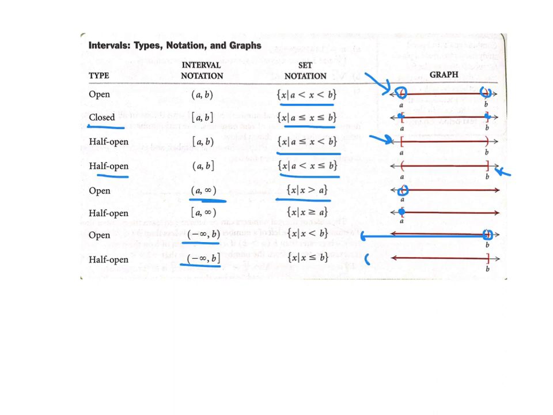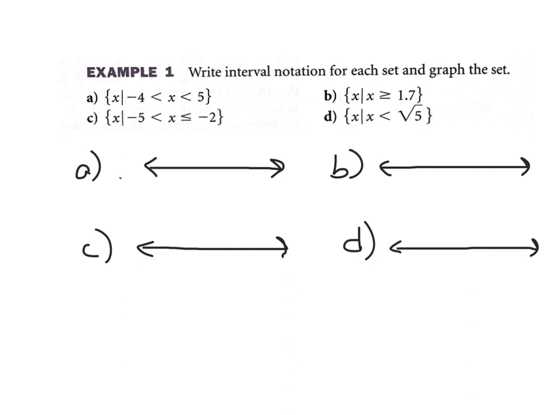And it can also be closed. Negative infinity all the way to B. And we're going to put a filled in circle right there. So open and close, big words there. We're going to concentrate on interval notation and also the graph. And I'm going to show you about four examples right here, and then we're going to be done for the directions here. Write the interval notation for each set and graph the set.